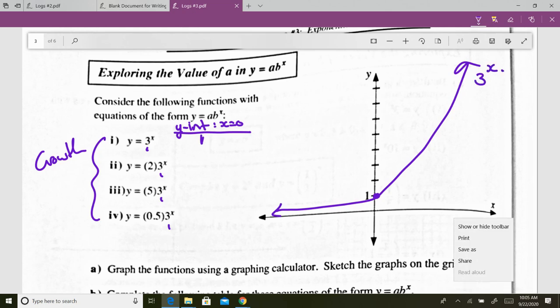Okay. For the next one, 2 times 3 to the power of x. Now, first of all, do not do this. What I'm about to write, I'm not going to write on this computer screen. I'm going to write on the board, so that you can see it if you look at the video. Do not do this. Okay?